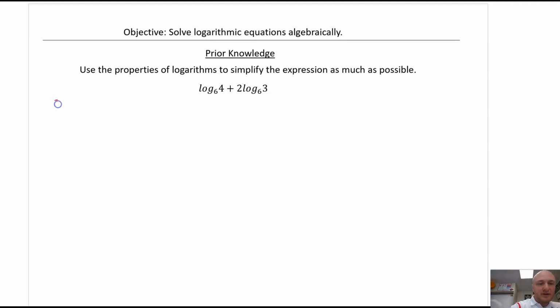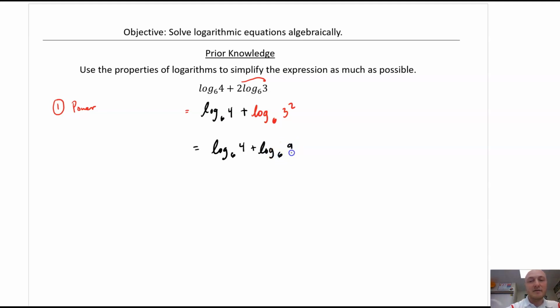Generally, the first property that you're going to use is the power property. And just a reminder that you can take a coefficient, as seen here, the 2, and I can rewrite this logarithm as log base 6 of 3 squared. I just bring this coefficient up into the numerator, and I use it as a power for the argument. So we have log base 6 of 4 plus log base 6 of 9.